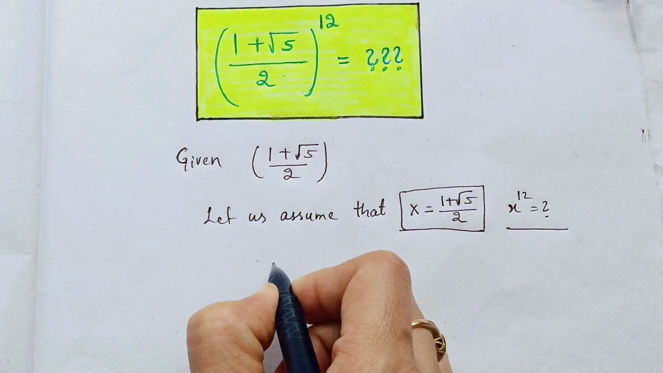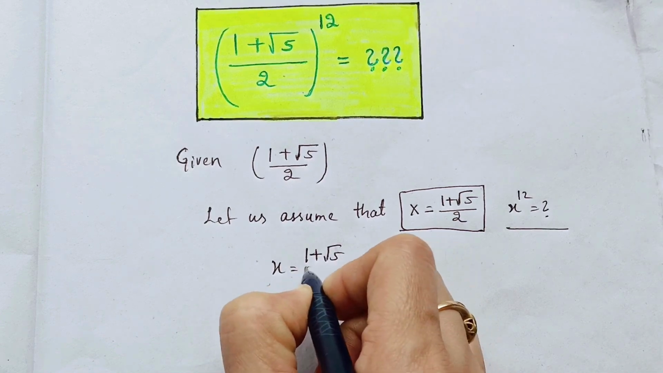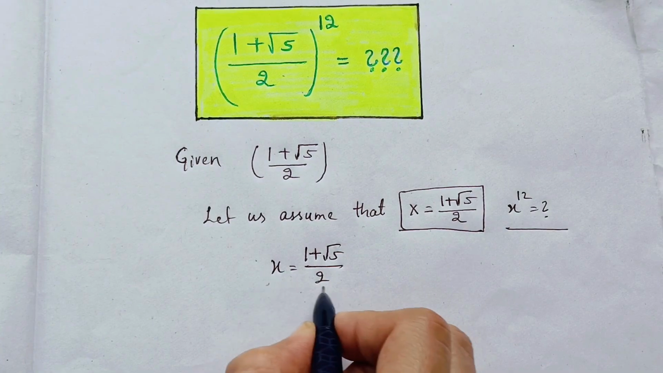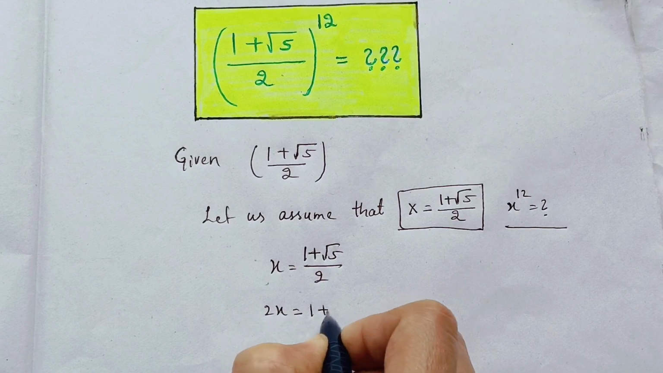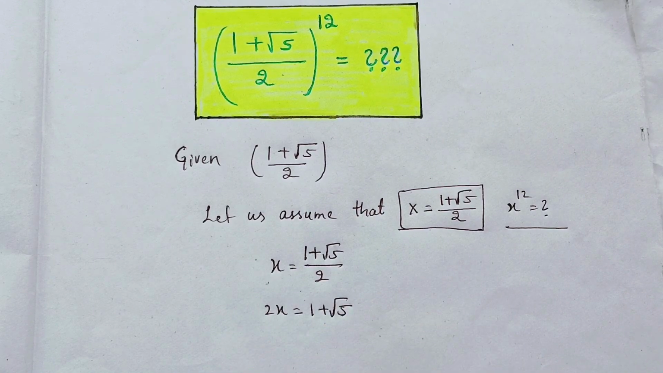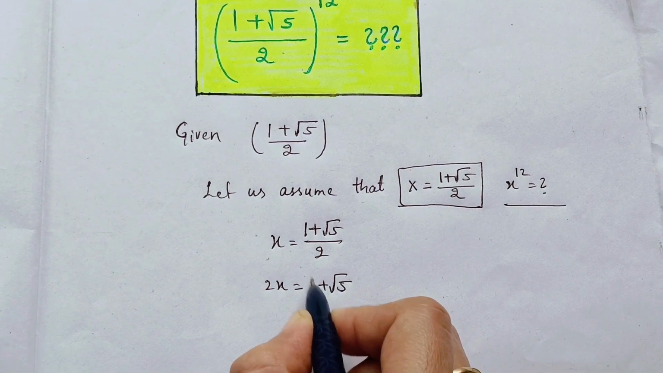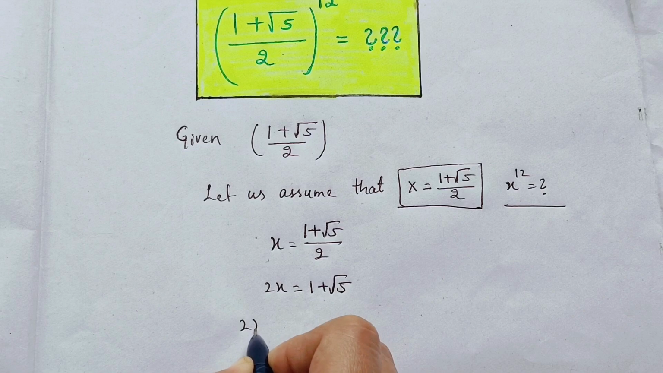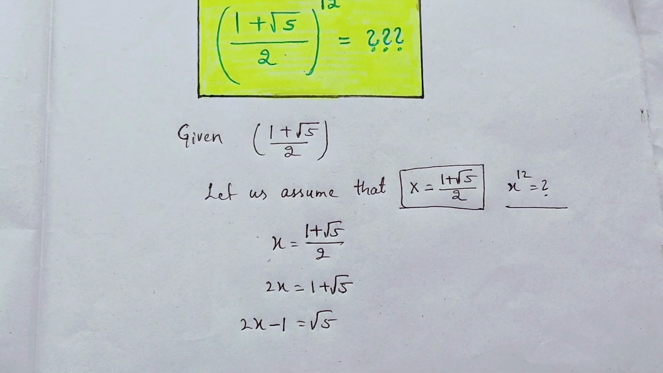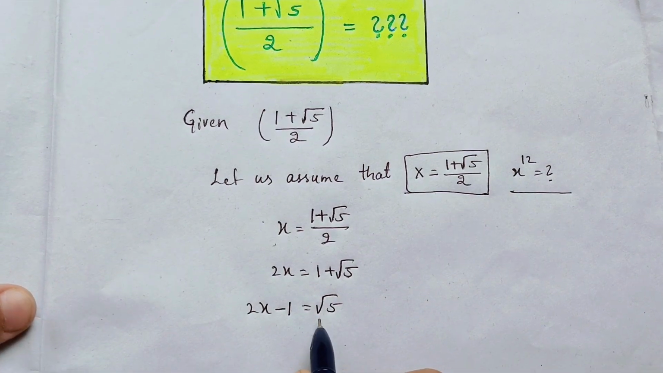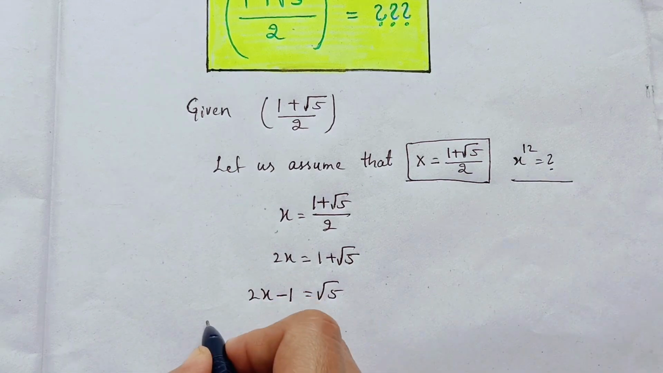If I assume that x equal to (1 plus square root of 5) by 2, then we cross multiply. Then 2x equal to 1 plus square root of 5. Sending the constant 1 to this side, 2x minus 1 equal to square root of 5. As we have a square root here, we are going to take the square on both sides.